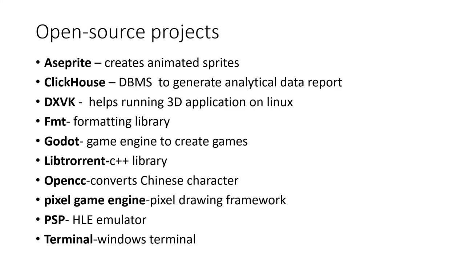libtorrent is a C++ library that implements the BitTorrent protocol. OpenCC is a project that supports conversion between traditional Chinese, simplified Chinese, and Japanese kanji characters. The project Pixel Game Engine is a pixel drawing framework for game development. PHP is a PHP game console emulator. Terminal is an application for those who use command line tools and shells.